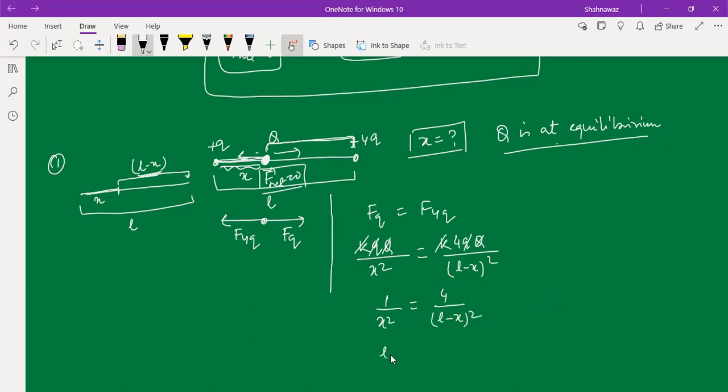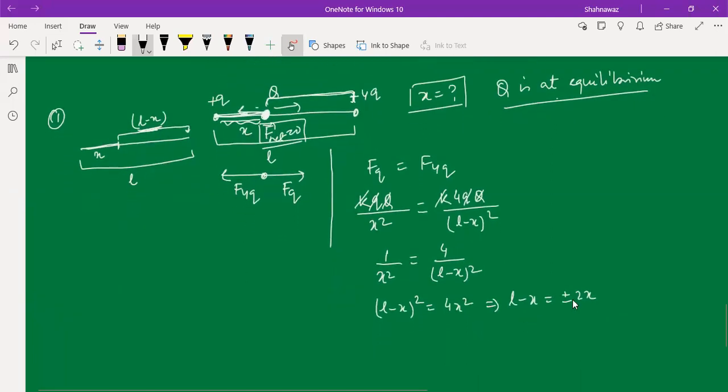So this (L minus X) square equals 4X square, right? If we take the square root on both sides, we get L minus X equals plus or minus 2X, so there are two solutions. First, if we take plus 2X, then L minus X is 2X. So L equals 3X, and X is L by 3.